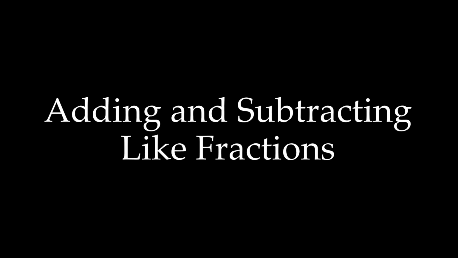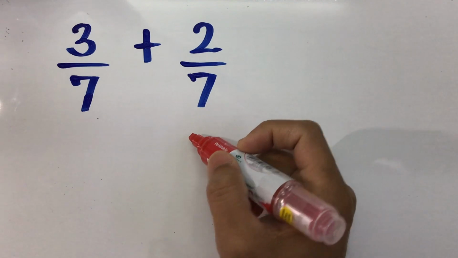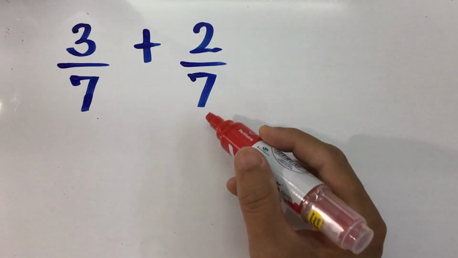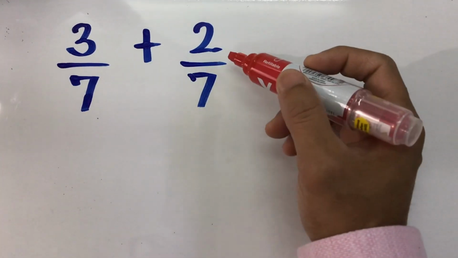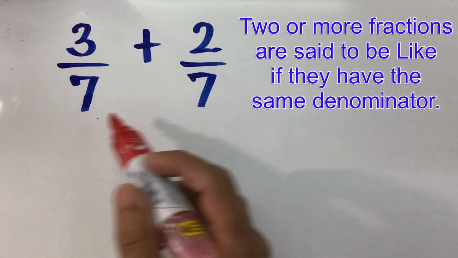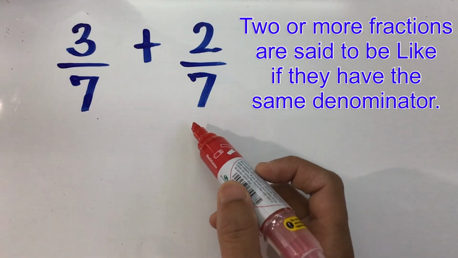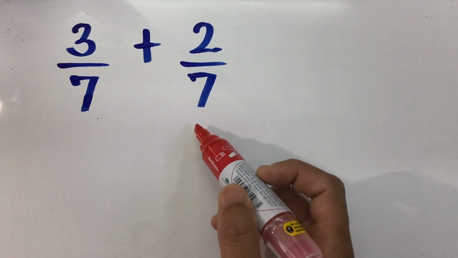In this video, we're going to look at how we could add or subtract like fractions. In the first example, we have two fractions, 3 over 7 to be added with 2 over 7. Let us quickly revise what we mean by like fractions. If two or more fractions have the same denominator, they are said to be like.